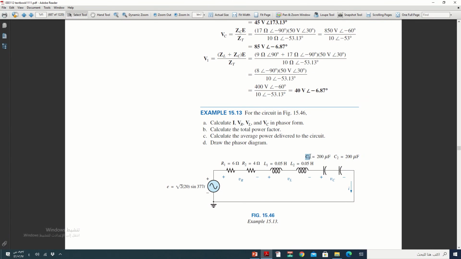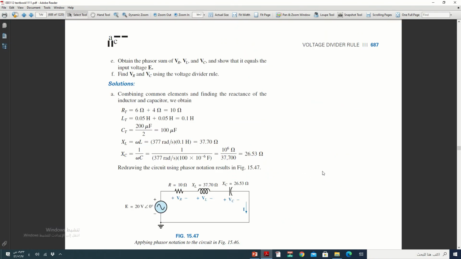But for the capacitor, if you remember in circuit 1, in the series circuit, we will not add them. We will say 1 over 200 microfarad plus 1 over 200 microfarad equals 1 over C total. Like parallel, which means 200 microfarad divided by 2. The total capacitance in this circuit will be 100 microfarad. Now we have the total Henry, total Farad. We can calculate XL and XC.